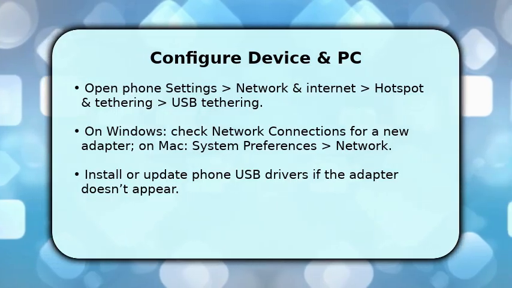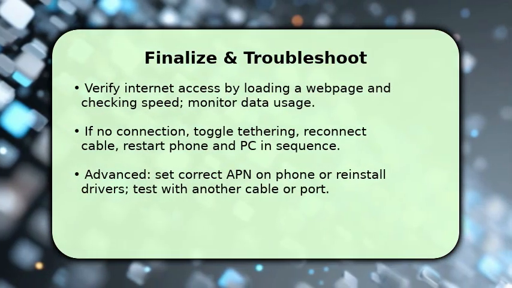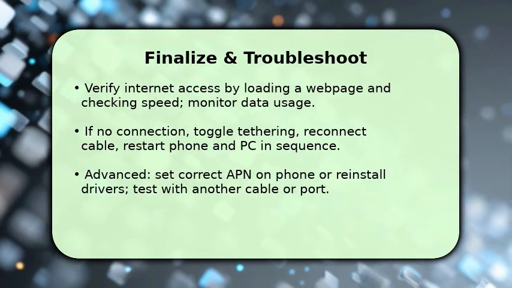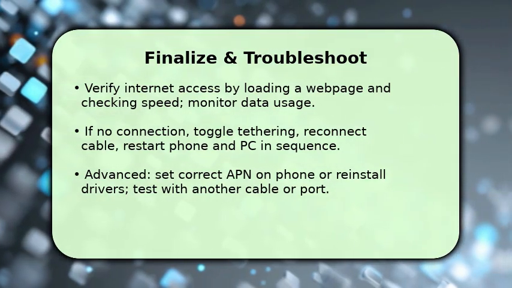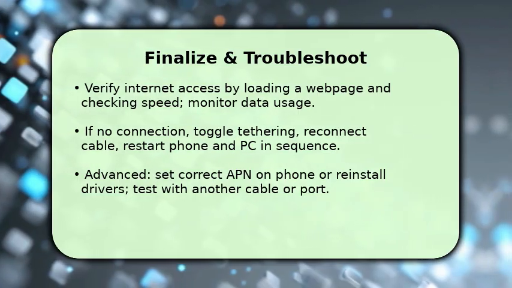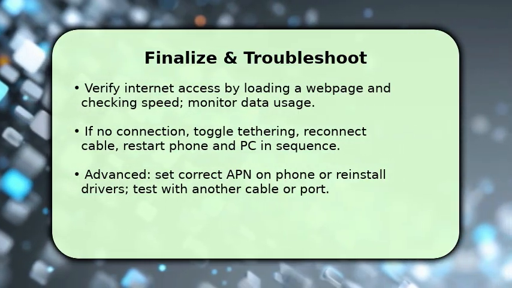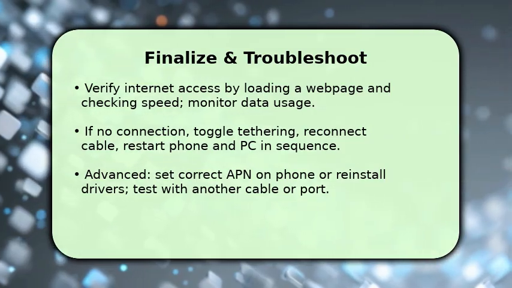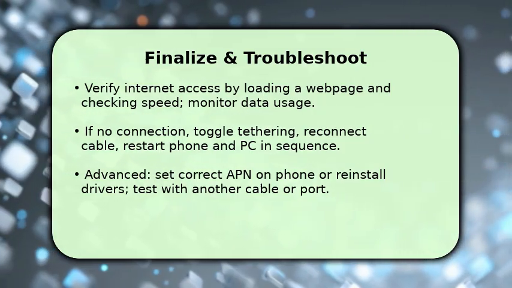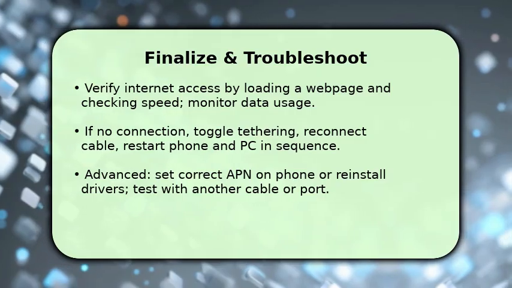Finish by testing internet access. Open a web page and check load times to confirm routing. If it doesn't work, first toggle USB tethering off and back on, unplug and replug the cable, then restart the phone and PC in that order. Make sure the phone's APN settings match your carrier if web access is blocked. Changing APN can resolve authentication issues.